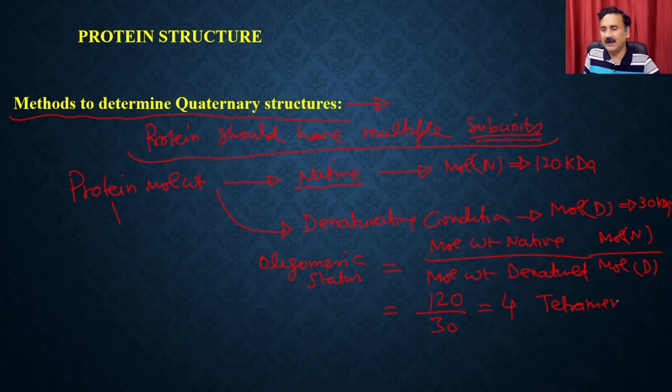So once I have calculated that it is actually a tetramer, I can assure that a quaternary structure is present. Now the question comes: how can you calculate the molecular weight of a protein under native or denaturing conditions?